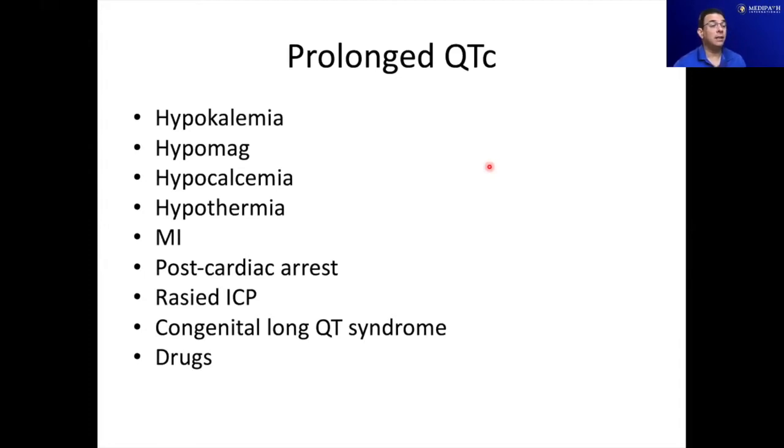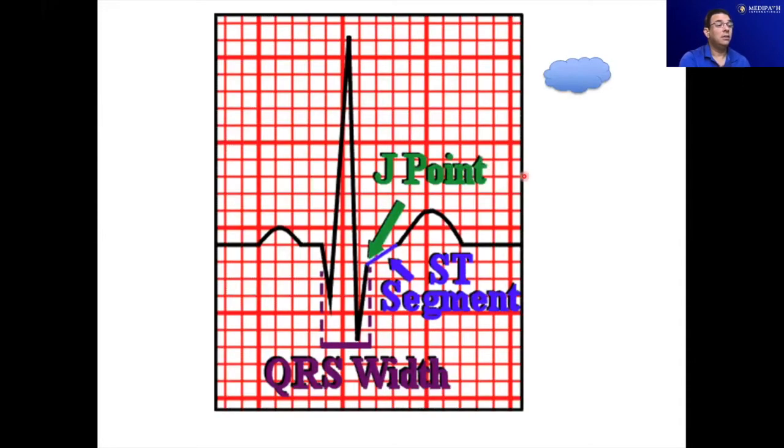Other things that can cause it are congenital long QT, which is something you're born with, or there are a lot of drugs that can cause prolonged QT. Okay. The next wave you want to look at is the ST segment, which is the end of the QRS complex, as I said, to the T wave.